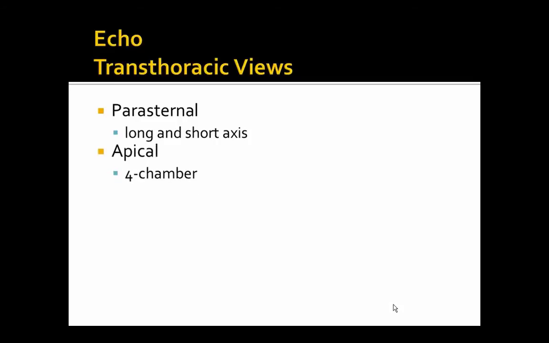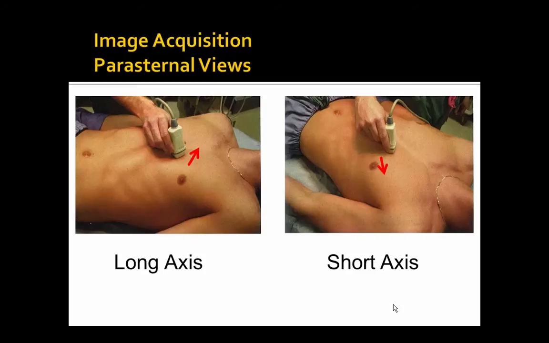So we're going to talk about really 4 basic transthoracic views. In your third-year clerkship, you're not going to do transesophageal echo, not yet anyway. We're going to talk about the parasternal long and short axis views. We're going to talk about the apical 4-chamber view and a subxiphoid, sometimes called subcostal long axis view. So let's start with the parasternal long axis views and short axis views.